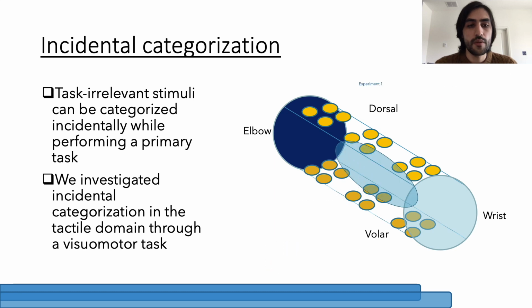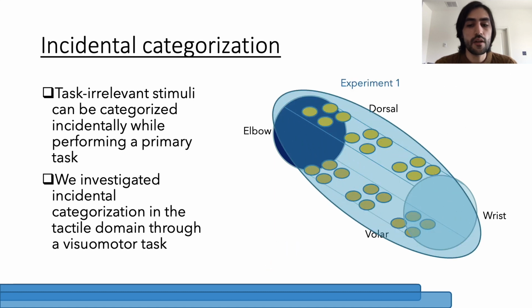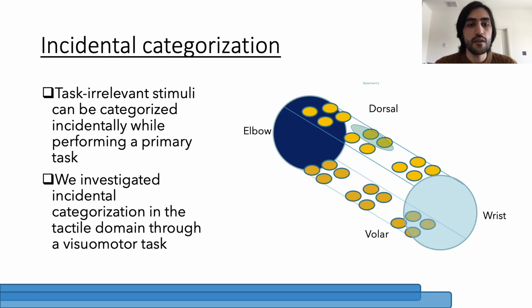In the first experiment conducted, stimuli from both categories used the whole tactile array. In the second experiment, only the dorsal side of the device was used.